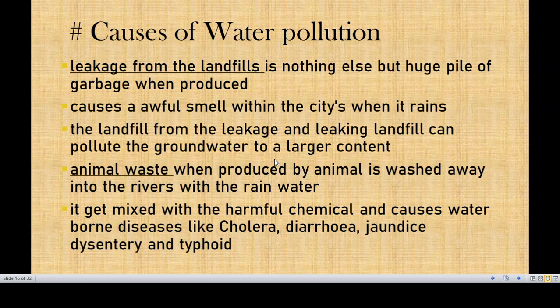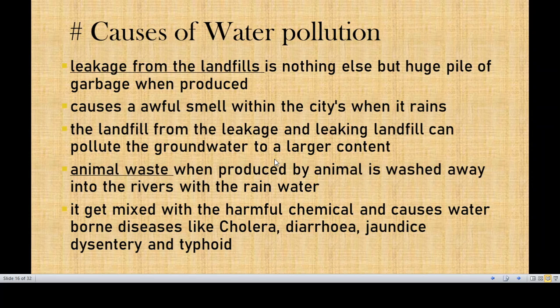Next one is leakage from the landfills. Landfills are basically huge tanks created to collect garbage, and consider that garbage is continuously dumped there; at a certain point there might be some kind of leakage. These are underground tanks which are developed. If suddenly there is a leakage, it will then pass directly into the underground water.